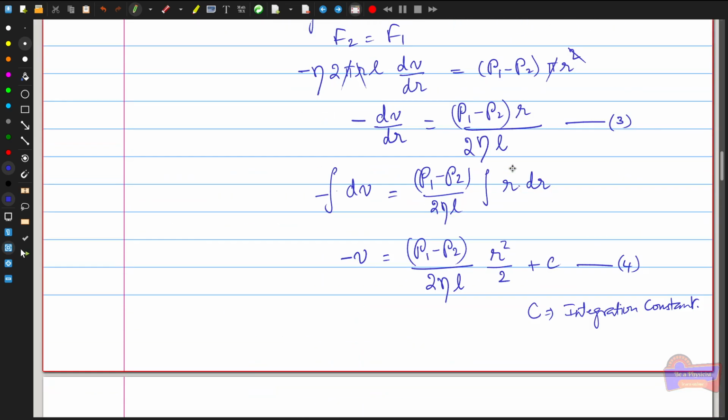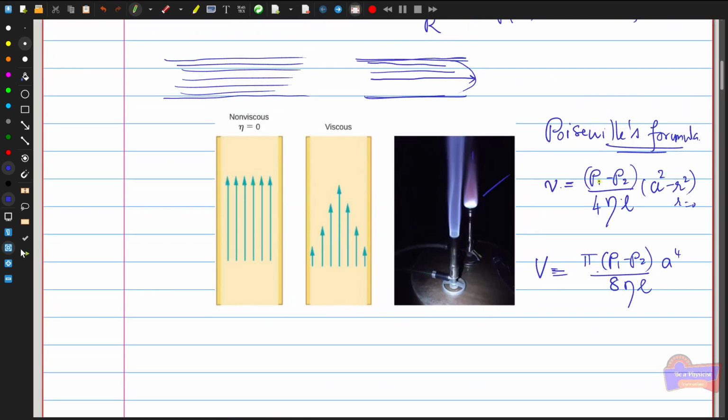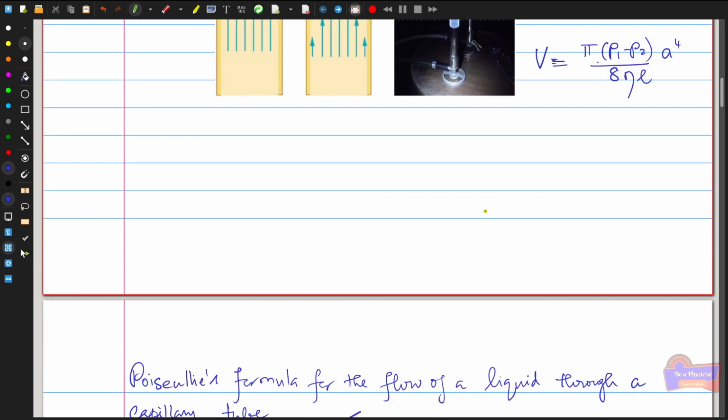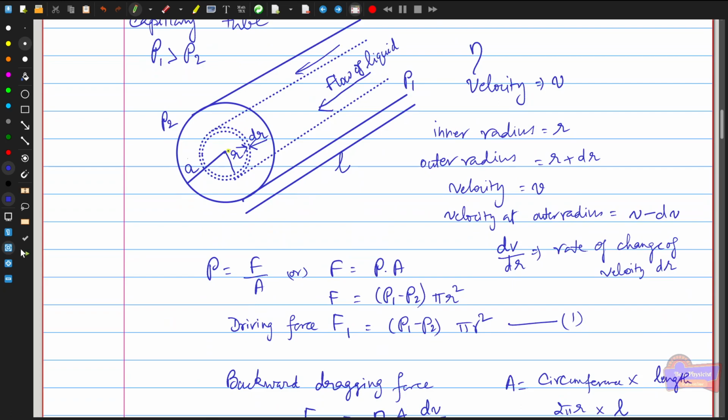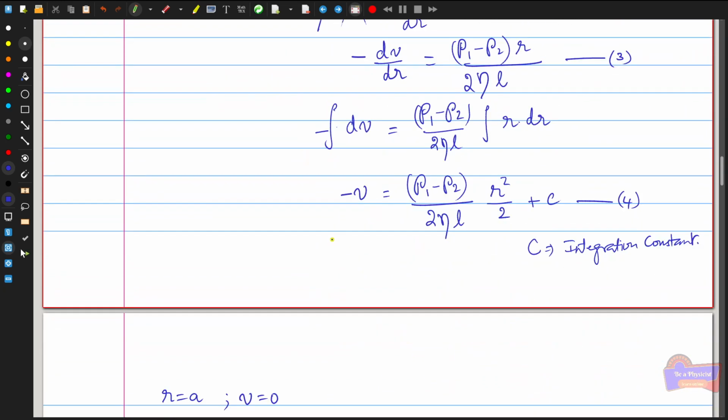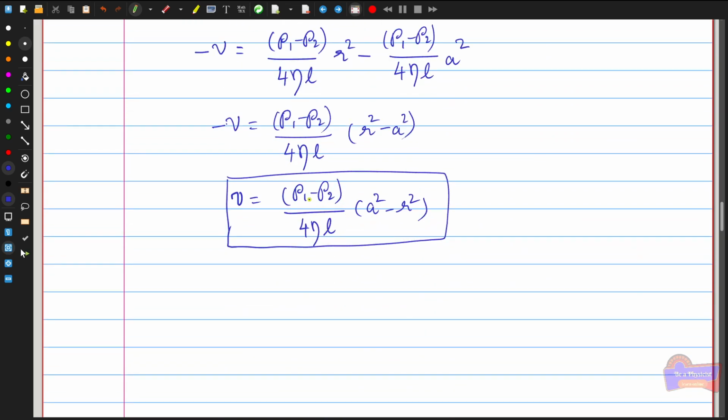So in the previous experiment, v is equal to (p1 minus p2) divided by 4 eta L into (a squared minus r squared). Once r is approaching 0, that means at the midpoint you have the maximum velocity. If r is a non-zero value, then you subtract this r squared value from this, so that the velocity is decreasing once you are moving away from the center.